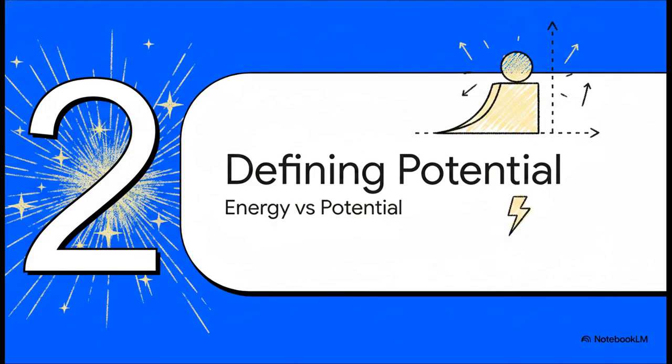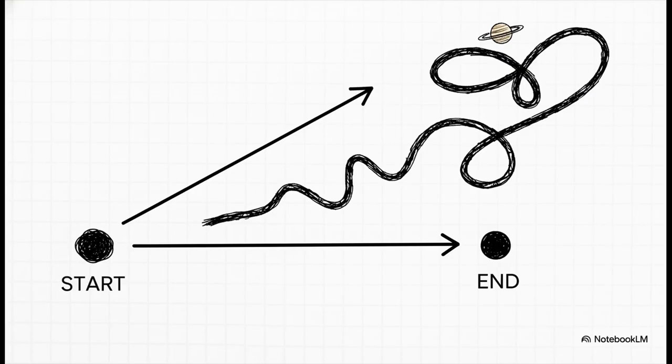Moving right along to part 2, defining electrostatic potential. Now, to really get this, we've got to tackle the biggest sticking point for anyone learning this physics. We absolutely have to separate the concept of energy from the concept of potential. They sound super similar, but they're critically different.